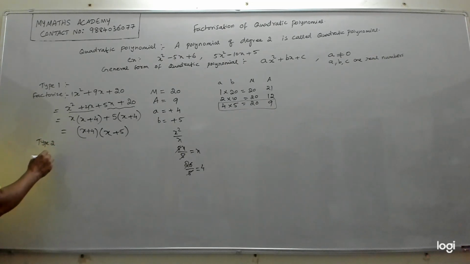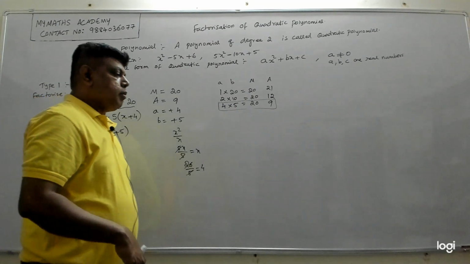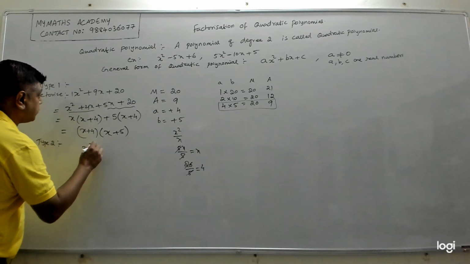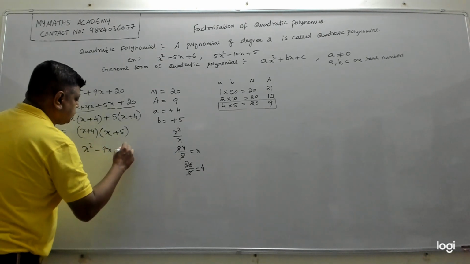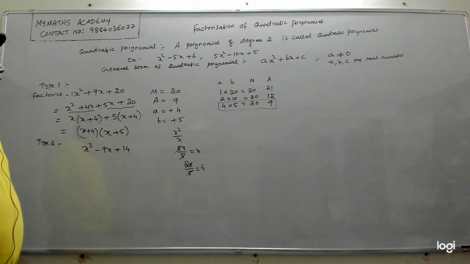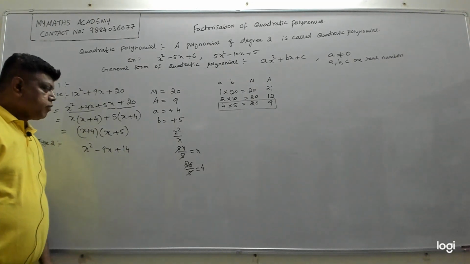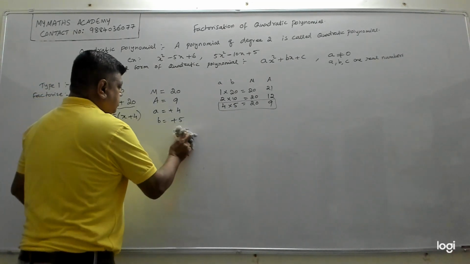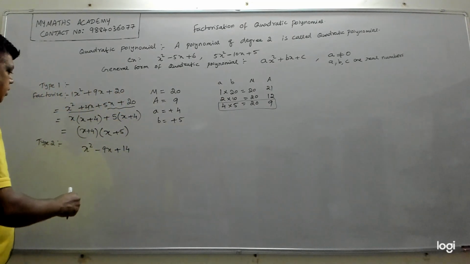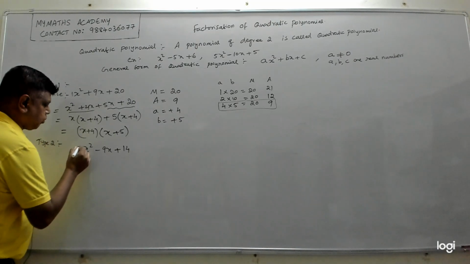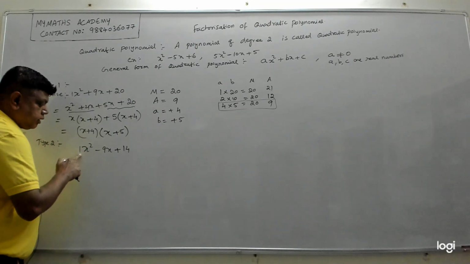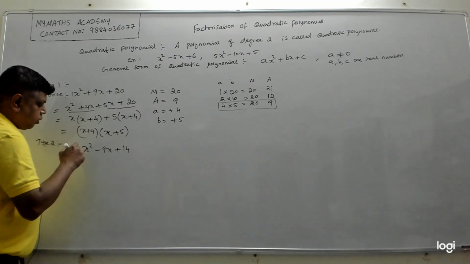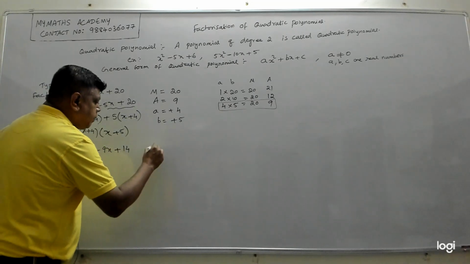Type 2 is, again, we are going to factorize a quadratic polynomial, and we will take it as, suppose, x square minus 9x plus 14. We need to factorize this. Again what we will do, we will try to write the rules. The rules are, first we should check the coefficient of x square, which is 1. If nothing is there, it means 1 is there. Just x square means the coefficient of x square is 1. Now 1 into 14 is 14. So you should put m and n as 14.